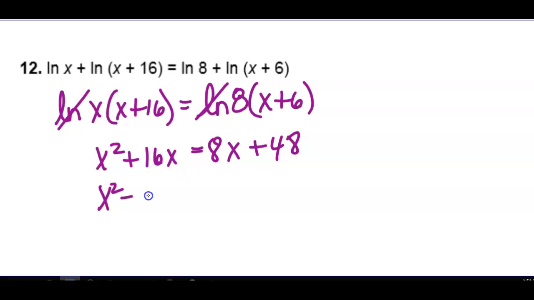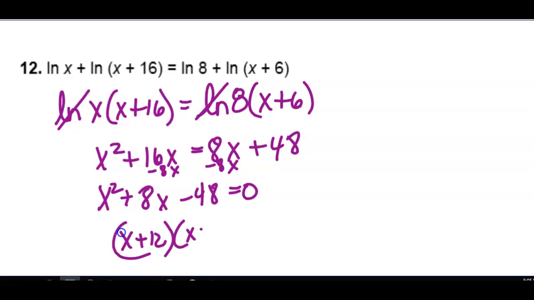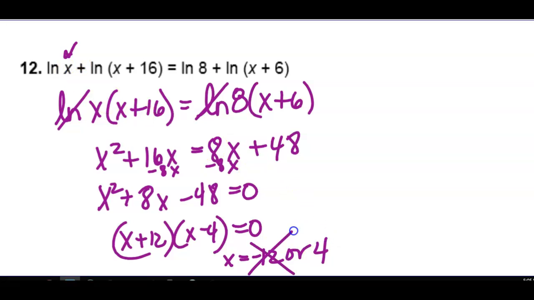If you subtract 8x from both sides, and then subtract the 48, it'll factor plus 12 and minus 4. So make an 8 and a negative 48. So you get x equals negative 12 or positive 4. And if you put a negative in here, you can't do that. So the only one that's going to work is 4.